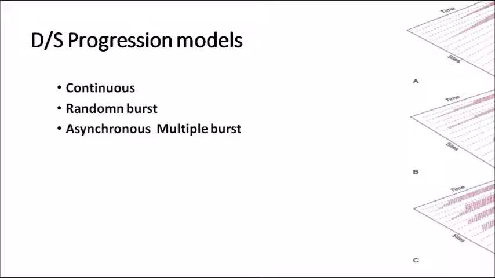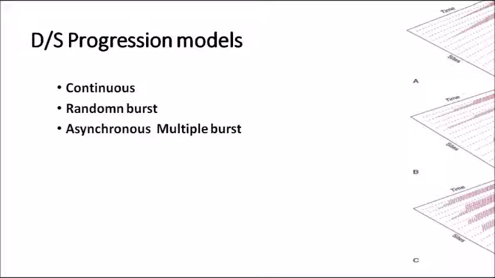The second one is the random burst model. Usually, random burst and asynchronous multiple burst are a little confusing. You should remember it like this. In random burst, everything is random. Which site will get disease is random. The extent of destruction is random. Rate of destruction is random. Everything is random.